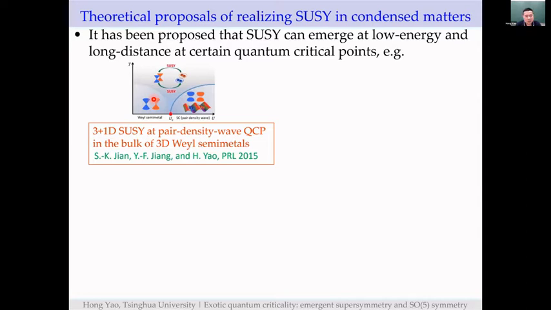If this system undergoes a pair density wave transition, namely the pairing occurs between fermions within the same valley, so-called intra-valley pairing, the pairing has a finite momentum, so it's called pair density wave superconductivity. At such a quantum critical point, we showed that there's an emergent 3+1 dimensional supersymmetry.